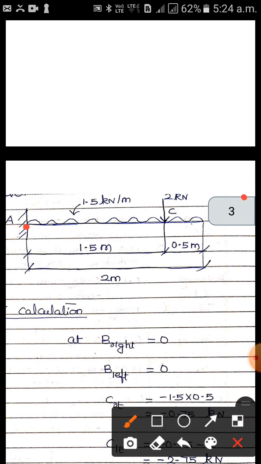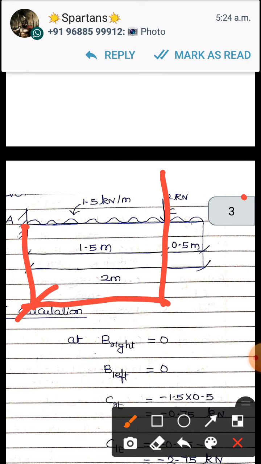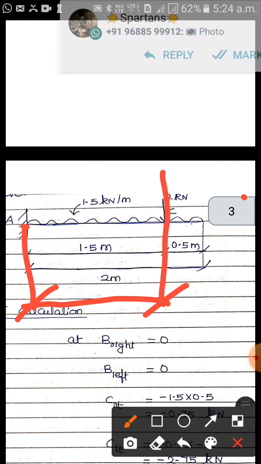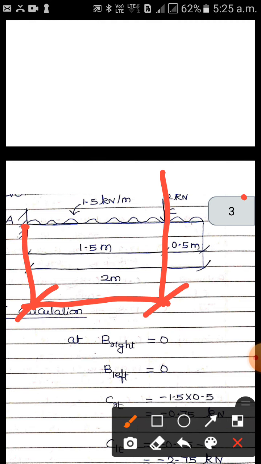You can also see the point load. In the last case, when we took the bending moment at C, the point of application of the load and the bending moment point were the same, so the distance was 0. But now we are considering A here. The load is acting at C. So what is the distance between the point of application of load and A? It is 1.5 meters. So that you have to see, 1.5 meters. So it is 2 into 1.5.